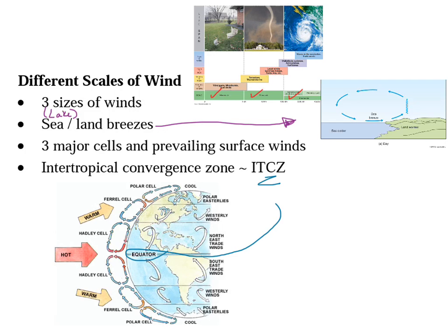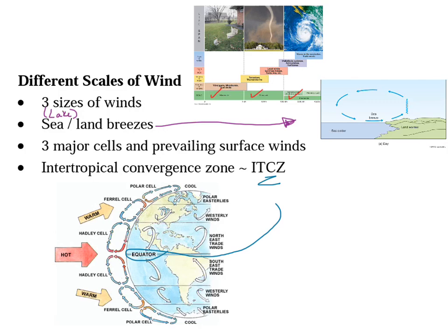Know the cells, like you have the Hadley cell, the Ferrel cell, the polar cell in both hemispheres. And then know the different winds. So like here, if we just pick on the northern hemisphere, here we have the northeast trades, here we have the westerlies, and here we have the polar easterlies. So you'll do great on the test.